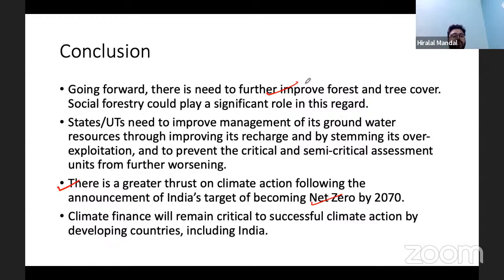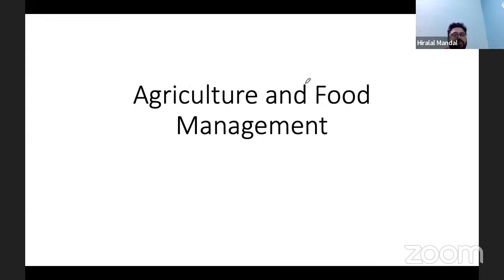So that's what we have talked about, the various things in this chapter. These are the various provisions of this chapter. Now, the next thing is agriculture and food management. This is very important, and we have already discussed part of this in our chapter also.